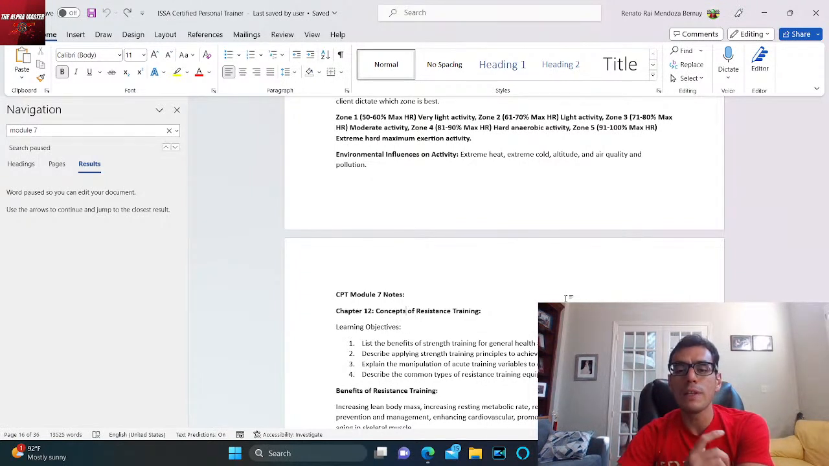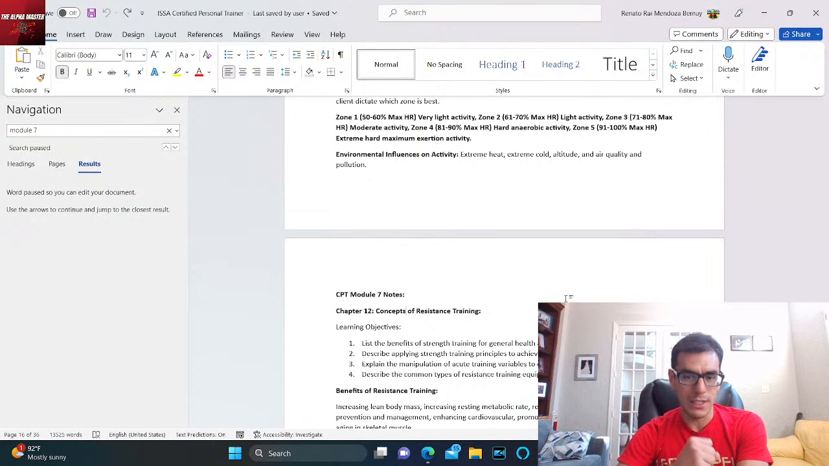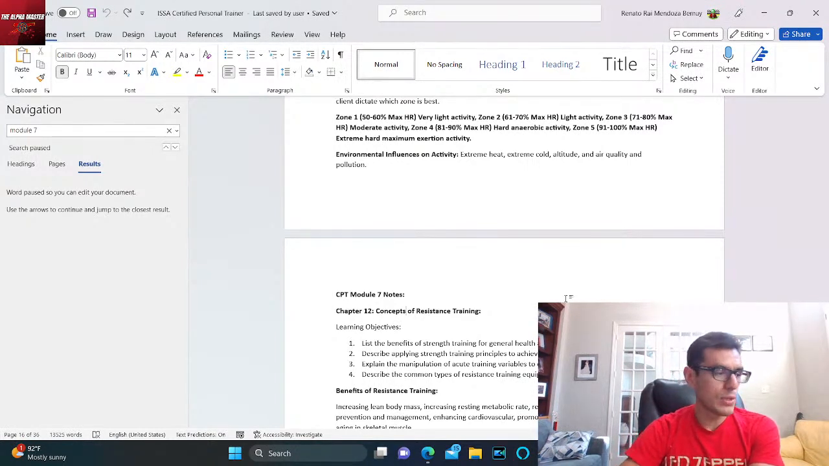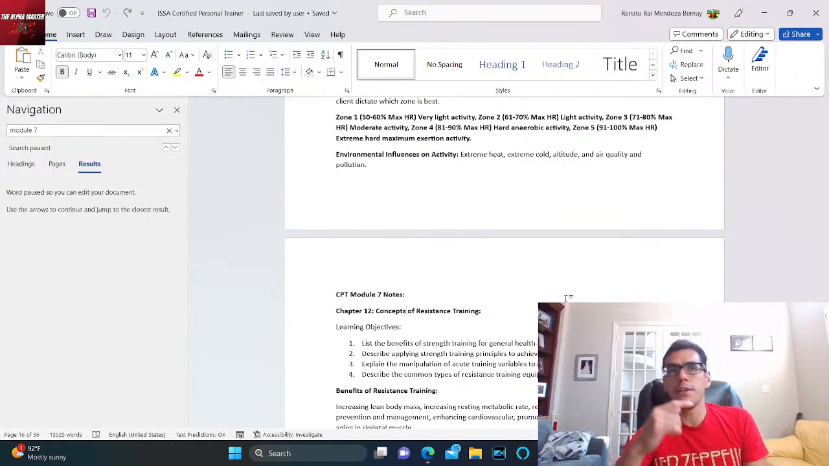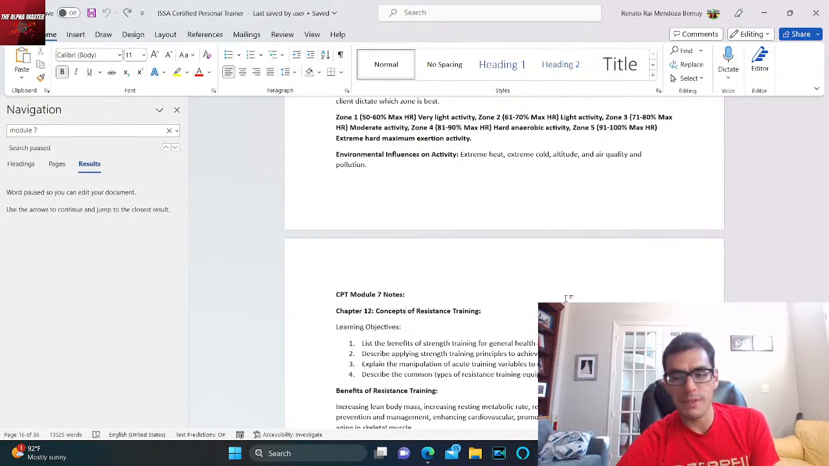Then you have to explain the manipulation of acute training variables to drive strength training adaptations. And finally, you have to describe the common types of resistance training equipment, which are going to be free weights and weight machines.